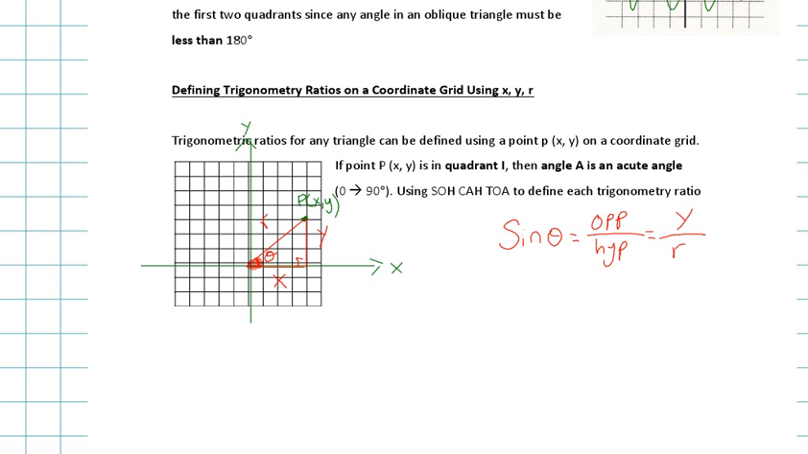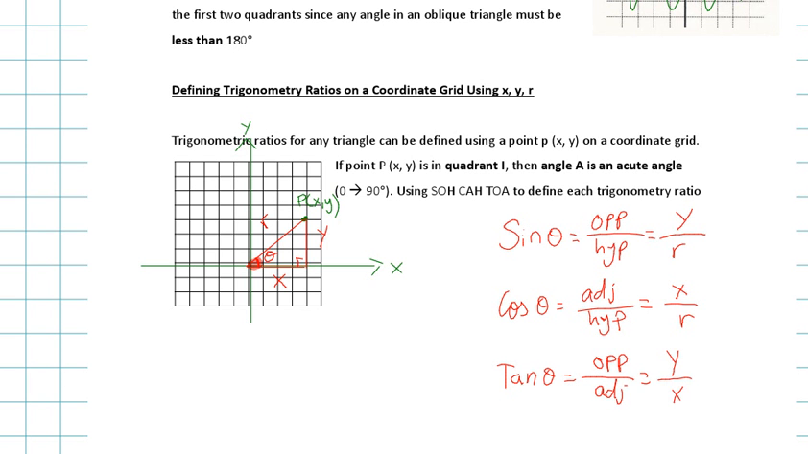How about cosine theta? What's the formula? Adjacent over hypotenuse. So what's the adjacent here? X. What's the hypotenuse? R. So it's x over r. How about tan? Opposite over adjacent, so that's y over x.